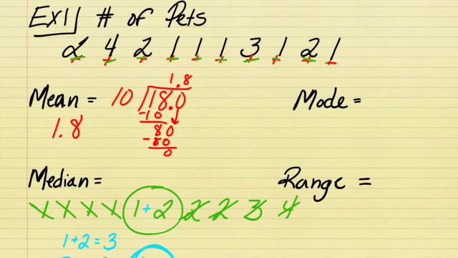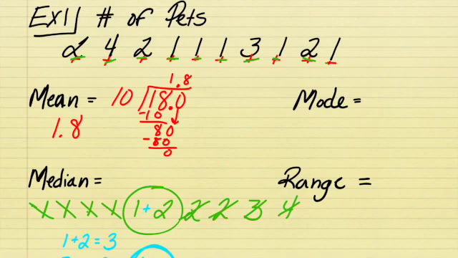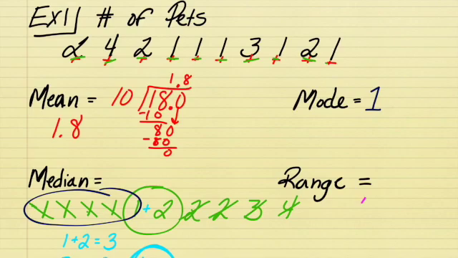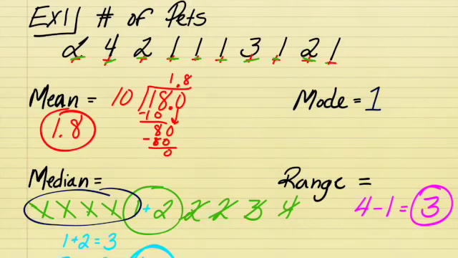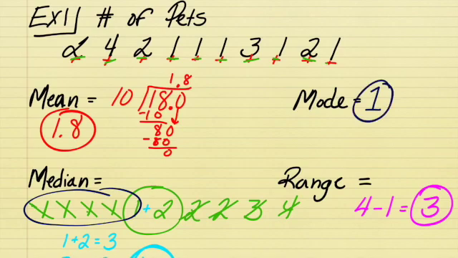All right, the mode. The most popular number here is the mode. And the number I see happening the most is the number 1. There are 5 ones, so the mode is number 1. The range is my biggest number minus my smallest. My biggest number is 4. My smallest is 1, so the range is 4 minus 1, 3. My range is 3. So my mean was 1.8. My median was 1.5. My mode was 1, and my range was 3.